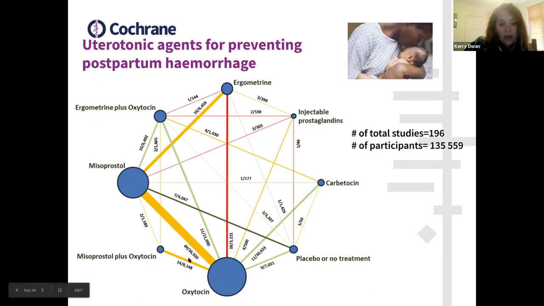So you can see here, it's got the numbers on. So we've got 44 trials, which includes 36,000 participants, comparing misoprostol and oxytocin. Apologies for the pronunciations. And then we also have different colours as well. So the green is high certainty evidence, the light green is moderate certainty, the yellow is low certainty, and the red is very low certainty evidence as well. So there's a lot of information just in this one diagram.